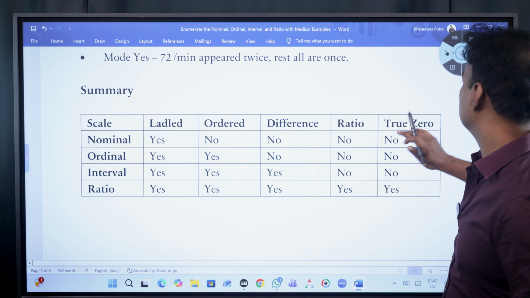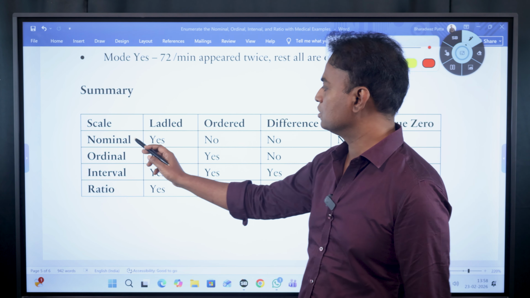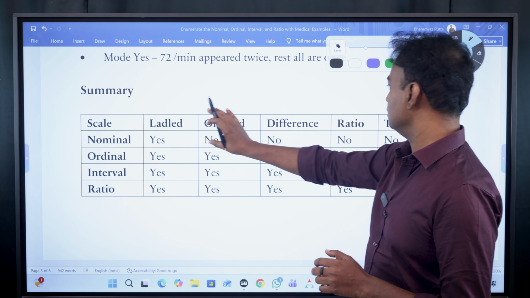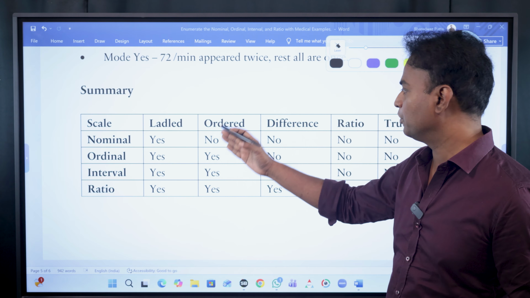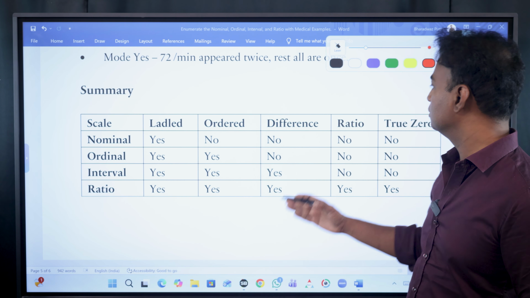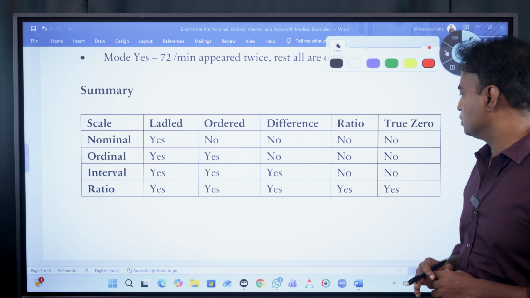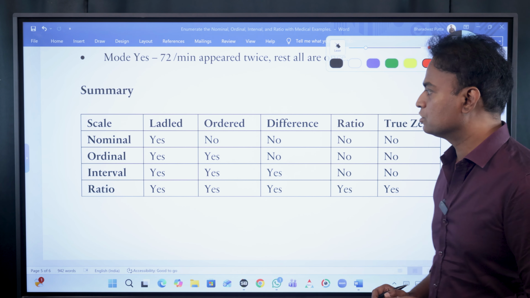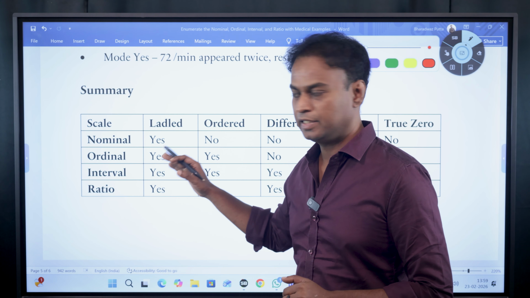And coming to the summary, it is very important. I have given it as a table. This is the scale: nominal scale, ordinal scale, interval scale, ratio scale, and these are the characteristics. Can the data be ordered? Can the data be labeled? Can you find the difference? Can you find the ratio? Does it have a true zero? Based on this, you decide to which scale of measurement this data belongs.